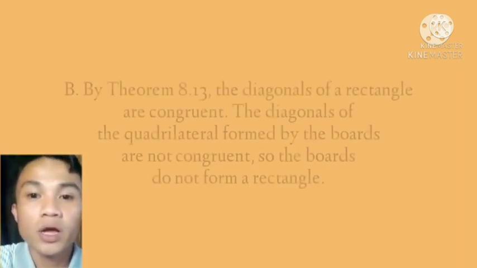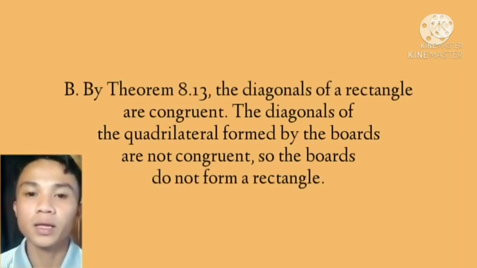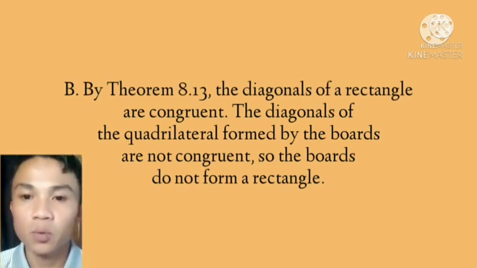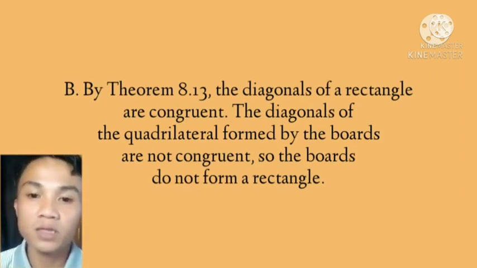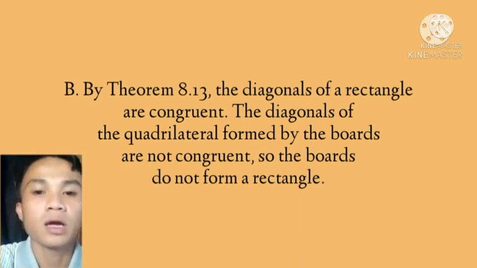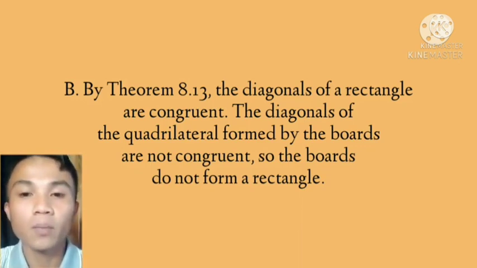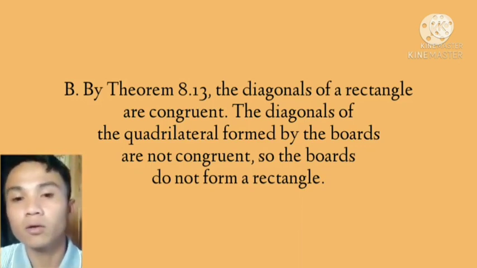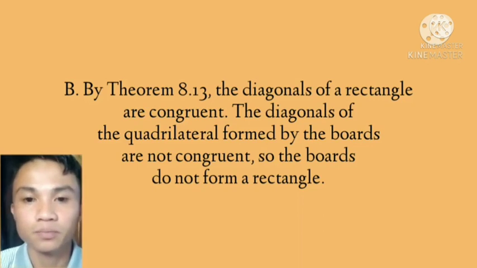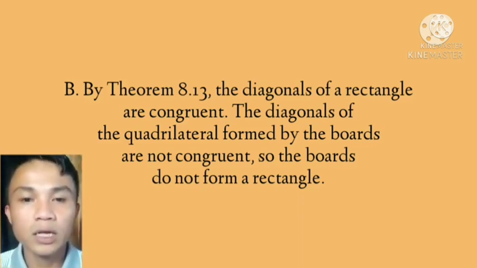So, in the question number 2, you measure the diagonals of the opening. So, the diagonals are 54.8 inches and 55.3 inches. So, what can you conclude about the shape of the opening? So, the solution of that is by theorem 8.13, the diagonals of a rectangle are congruent. So, yun nga, dapat yung rectangle is congruent yung mga opposites, yung parallel side ng bawat angle. So, yung side pala, I mean, side.